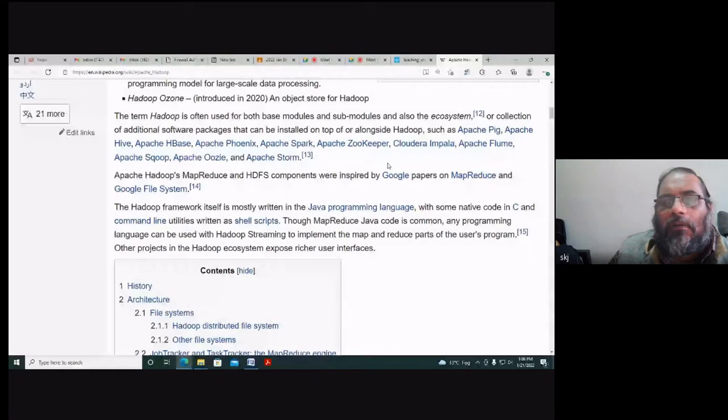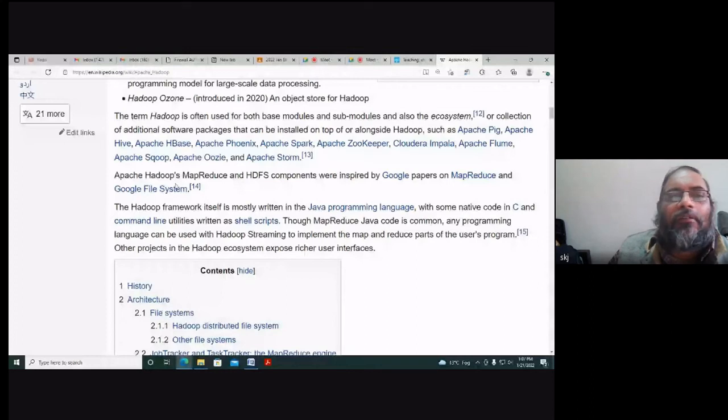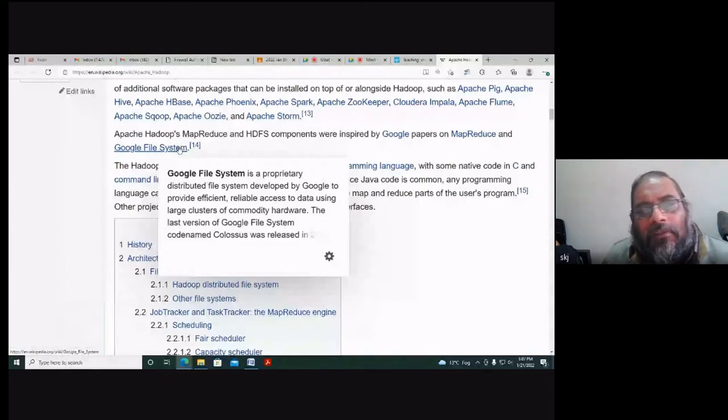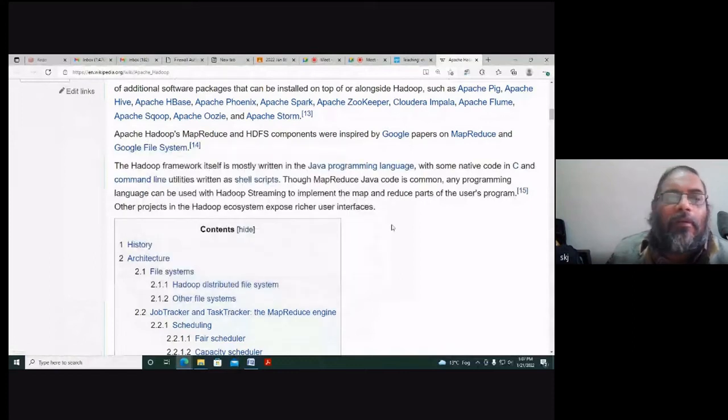Apache Hadoop MapReduce and HDFS components were inspired by the Google paper. This is the paper that I was talking about, the Google paper on MapReduce and the Google File System. Google File System is a proprietary distributed file system developed by Google to provide efficient, reliable access to data using large clusters of commodity hardware.